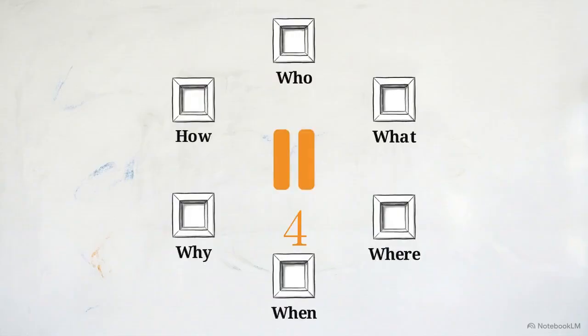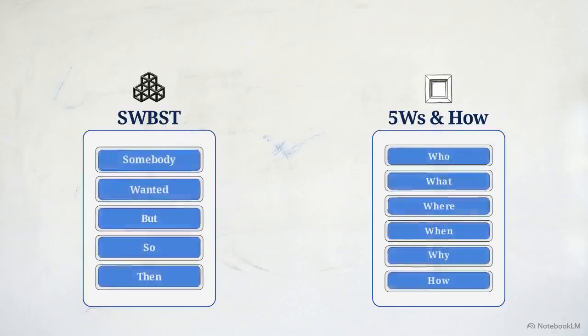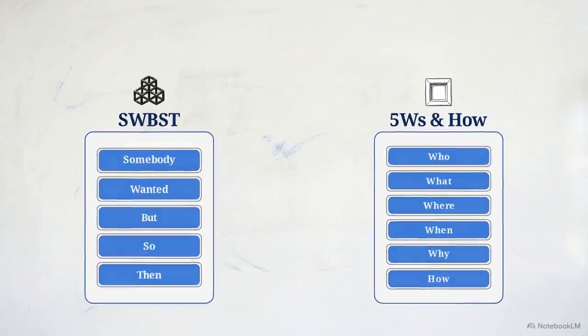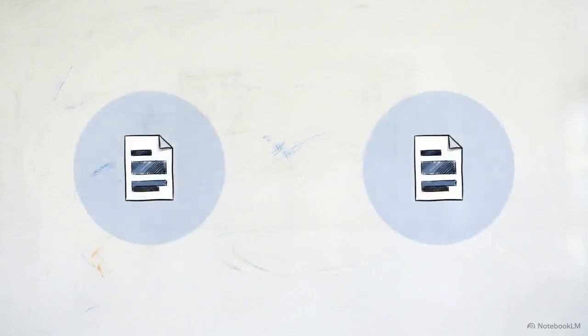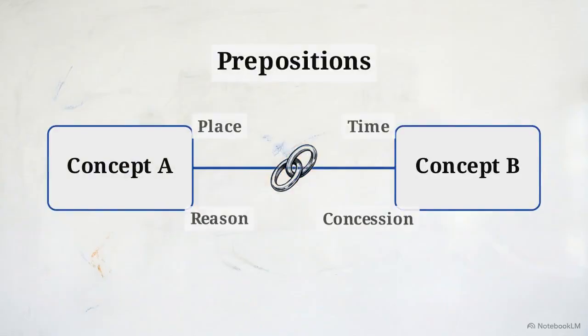Consider your routine this morning and attempt to map the key events into these 6 categories. Both SWBST and the 5 W's act as rigid frameworks, ensuring your summary remains a concise overview rather than a full rewrite. After gathering and condensing your ideas, you must connect them. Prepositions establish specific relationships between concepts.